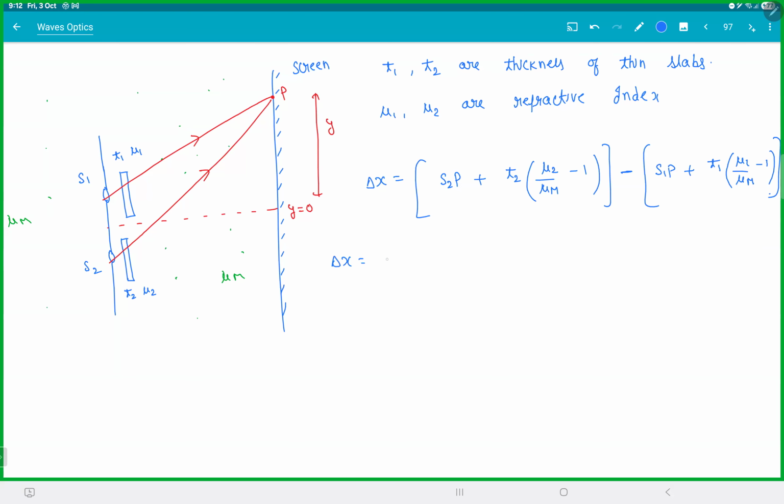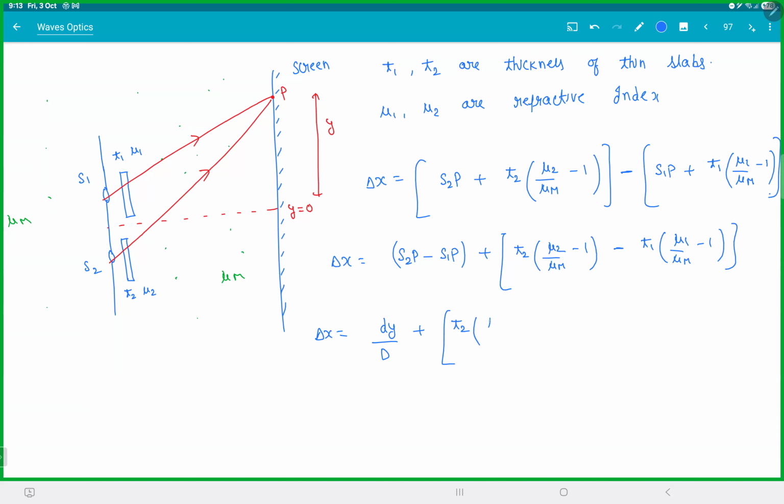Then S2P minus S1P plus T2 mu2 by mu medium minus 1, minus T1 mu1 by mu medium minus 1. And what is S2P minus S1P? It is dy by capital D. That formula is still valid. This is the path difference at point P.